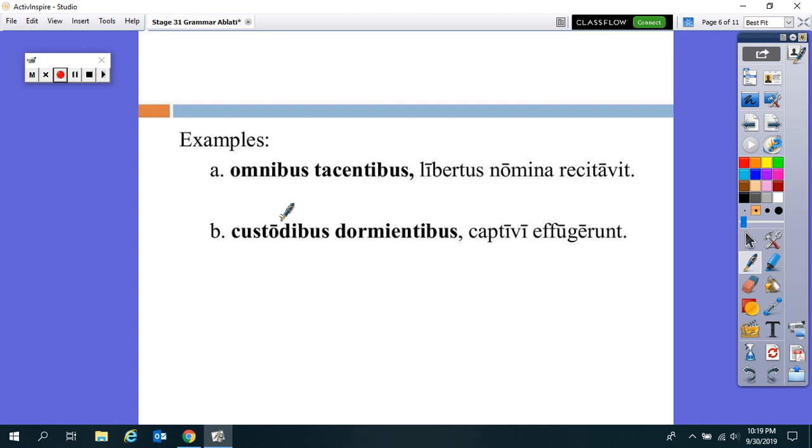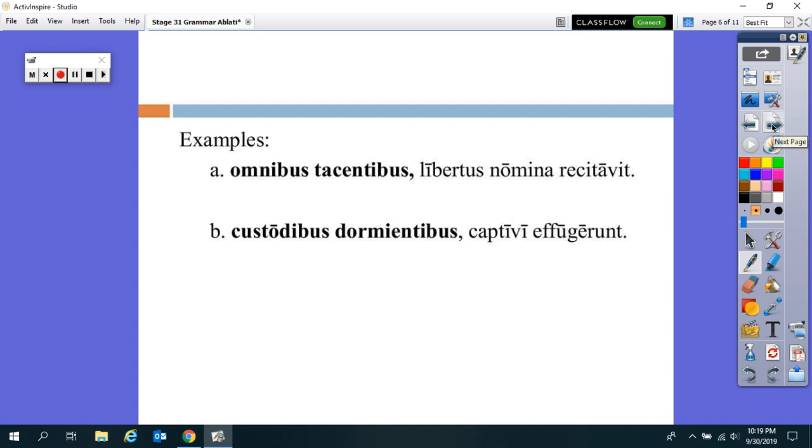Check out this one, custodibus dormientibus captivi effugerunt. So we have a noun here, custodibus, and we have a present participle, dormientibus, at the beginning of the sentence, ablative absolute. With the guards sleeping, the prisoners escaped.